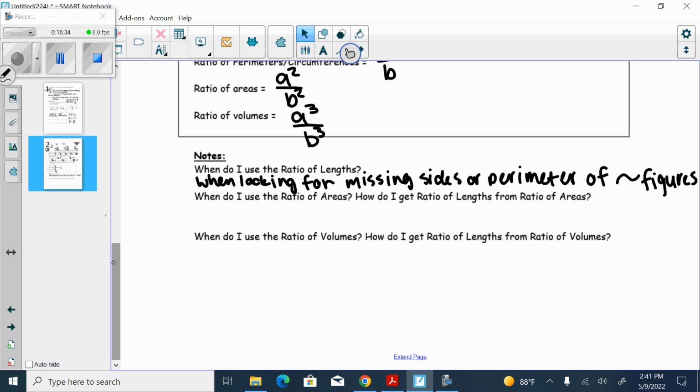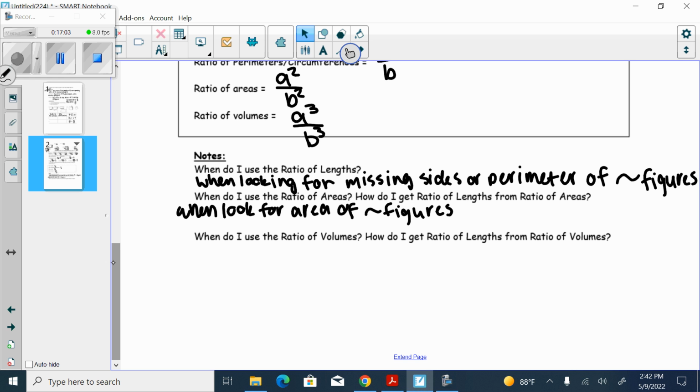Okay? Next question says, when would we want to use the ratio of areas? Well, same scenario, right? Except for areas. If you are missing an area, you would want to use your area ratio in a proportion. So when looking for area of similar figures.